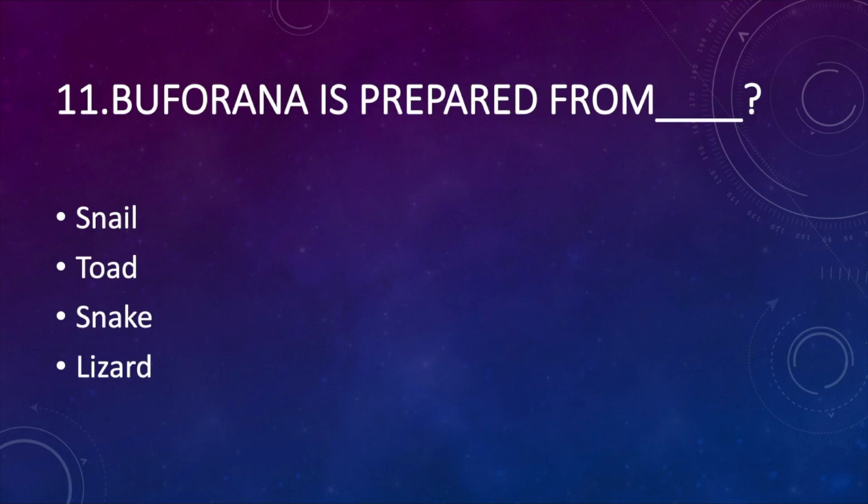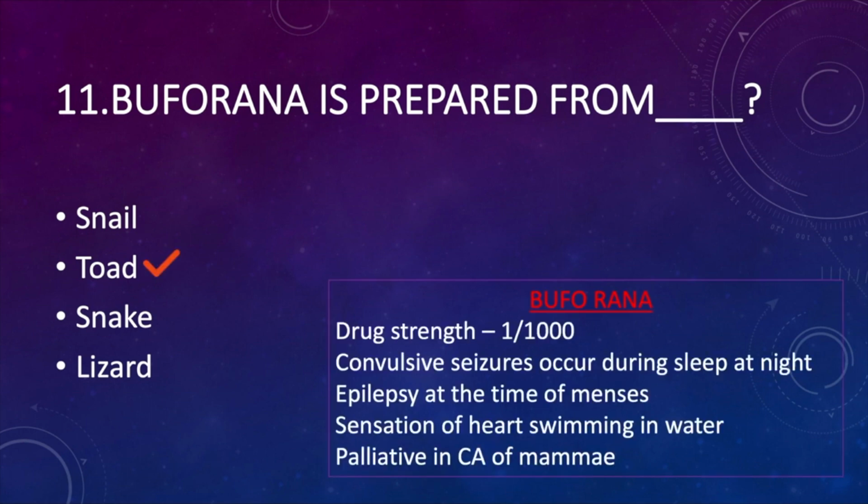Bufo rana is prepared from option A, snail; option B, toad; option C, snake; option D, lizard. Answer option B, toad. Bufo rana: its drug strength is 1/1000. Convulsive seizures occur during sleep at night. Epilepsy at the time of menses. Sensation of heart swimming in water. Palliative in CA of mamma.